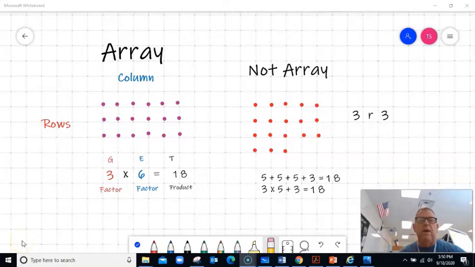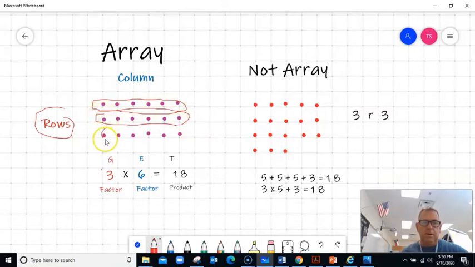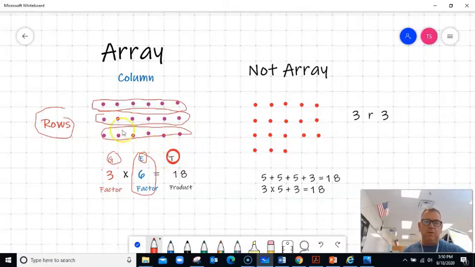So arrays, this is our anchor chart for arrays. And you can see the rows go over here on the right. On this one I have 3 rows, and basically those end up being the groups. So in each row there are 6. So there are 6 in each group. That's what the GET stands for. The G stands for groups, the E stands for how many are in each group, and the T stands for total, how many total there are. If you count all those up, there are 18 in the array.